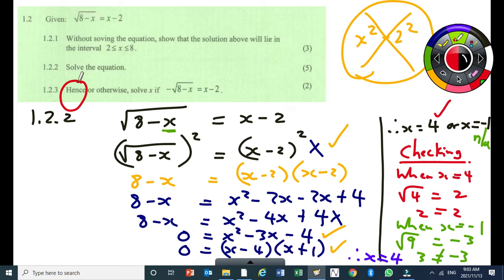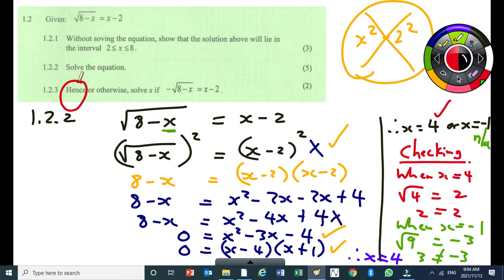In this case, it means use your previous solution, or rather from the previous question, use whatever information you got there to answer this question. If you can't, then figure out a different way. The word otherwise means, if you can't use that solution from 1.22, then find another way of getting the answer. So you have two options. The most difficult one there would be the otherwise part. But if you are aware that hence means you can use the solution, then it will be very straightforward.